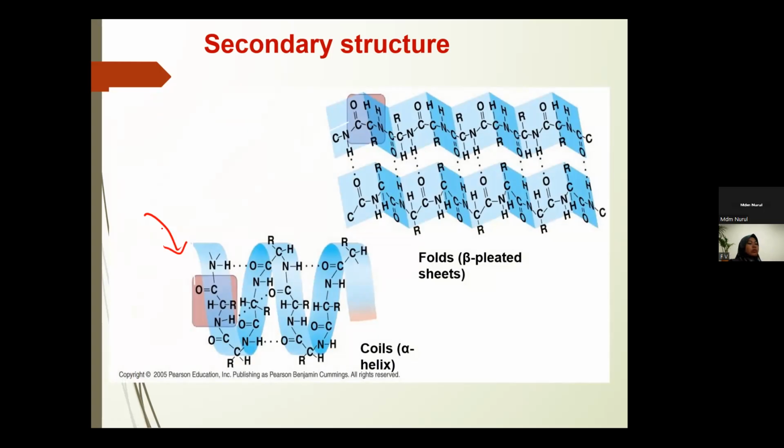Dia sebenarnya adalah satu rantaian yang sangat panjang. Dia sebenarnya satu je macam ni. Polypeptide macam ni. Right? So you have amino acid, gabung amino acid, gabung. Macam ni. But then kenapa dia jadi secondary? Because it is coil. It is coil or folded.